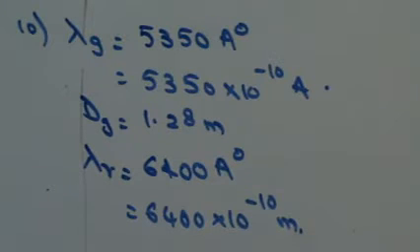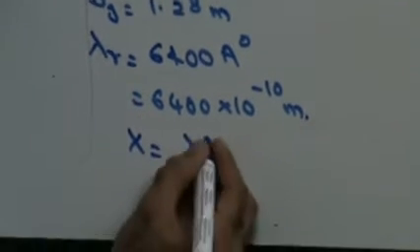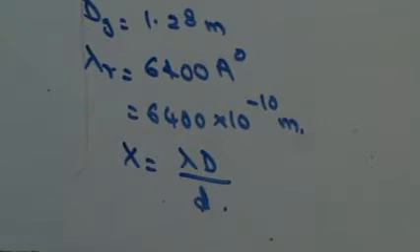To get the same fringe width. Now we know that fringe width is lambda D by d, right? Therefore I can say that.